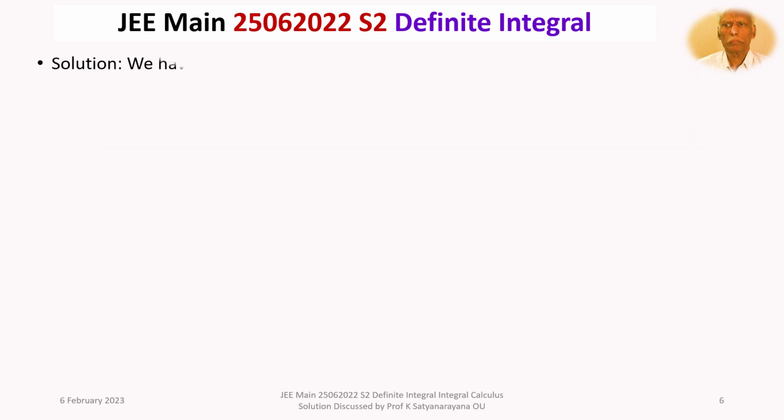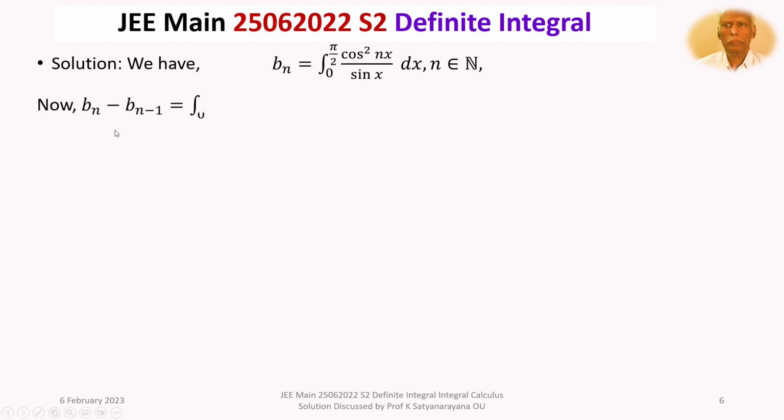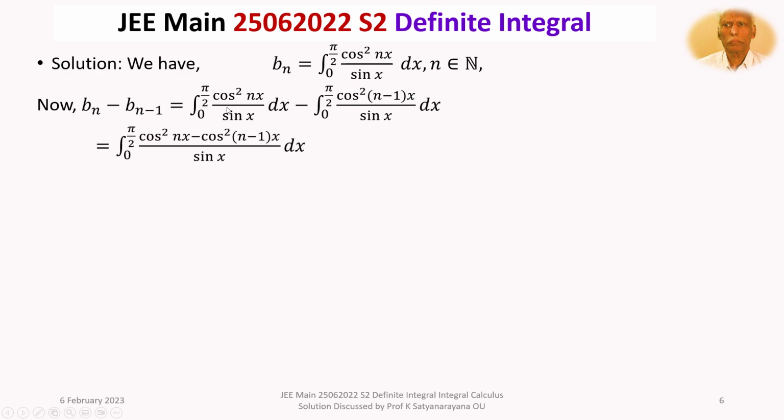We now discuss the solution of the problem in detail. We have bn, and we compute bn minus bn minus 1. bn is the integral 0 to pi by 2 of cos square nx by sin x dx, minus bn minus 1, which is the integral 0 to pi by 2 of cos square n minus 1 x by sin x dx. Agreed? So this is equal to the integral 0 to pi by 2 of cos square nx minus cos square n minus 1 x by sin x with respect to x.